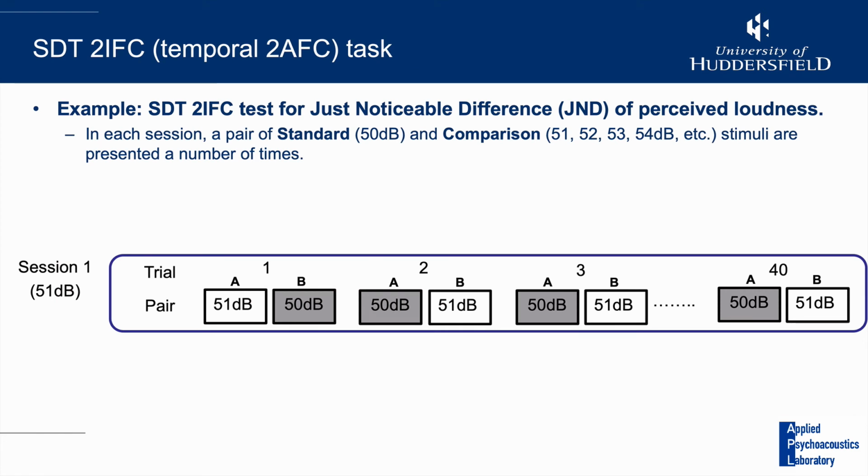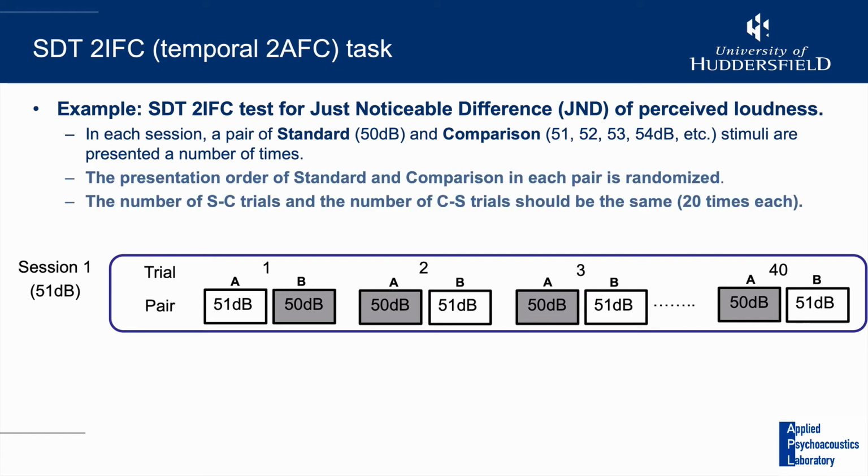Let's also consider an example of a 2IFC or temporal 2AFC test conducted in an SDT framework. Let's say we are measuring the JND, just noticeable difference, of perceived loudness. And we have multiple stimuli with different SPLs to test. These stimuli are called comparison stimuli. Then in each session, each of these comparison stimuli is paired with a standard stimulus, in this case a stimulus with 50 dB SPL. This is basically a reference stimulus with the level staying constant in each trial.